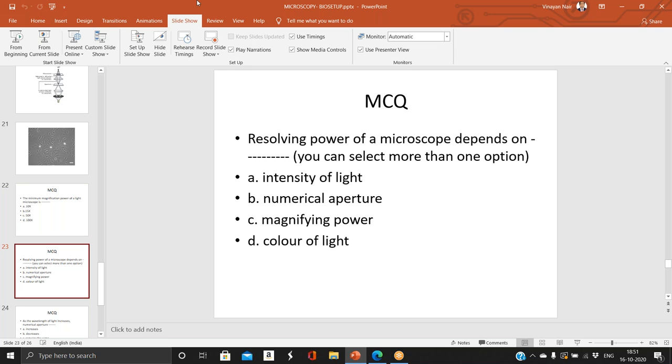Second question, resolving power of a microscope depends on dash. There also, there is some instruction in the question. You can select more than one option. Maybe A, B, C, D, you can select. A, B, C, you can select. A and B, you can select. A and C, B and C, C and D, you can select. You can select more than one option.